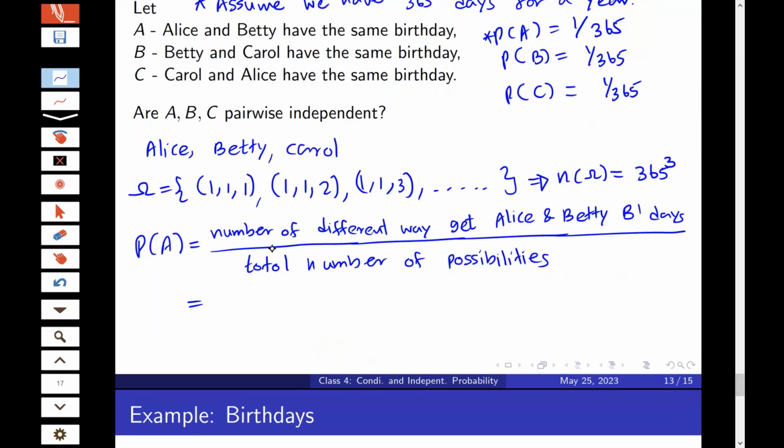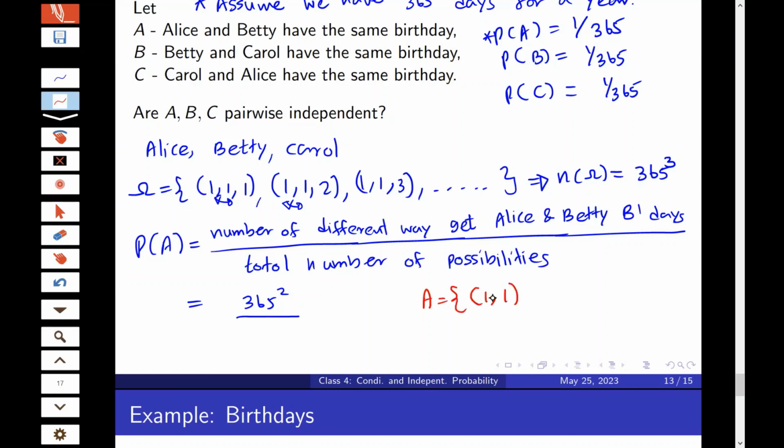So the total number of possibilities of getting Alice and Betty's birthday is 365 squared, because we can pair these two, and this means we will have only 365 for event A. So for event A, we have 365 to the power 2 number of items, pairs.